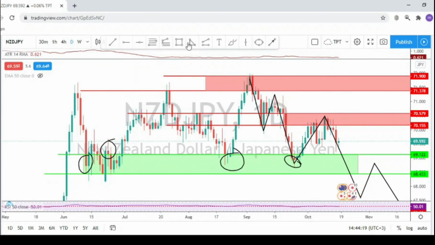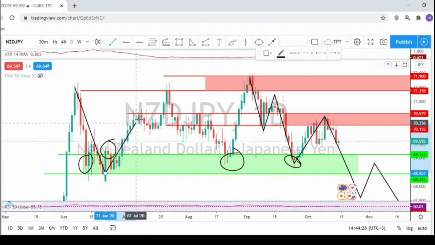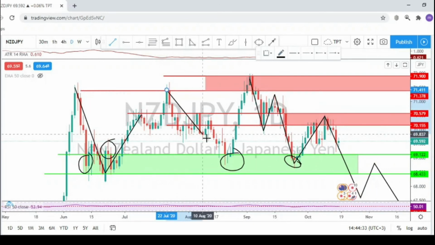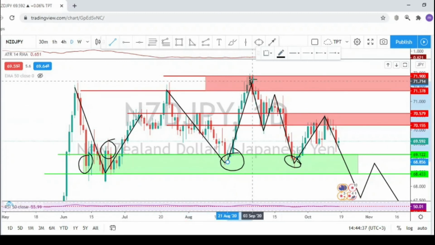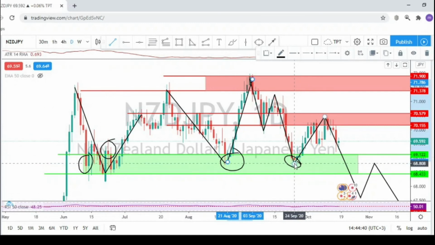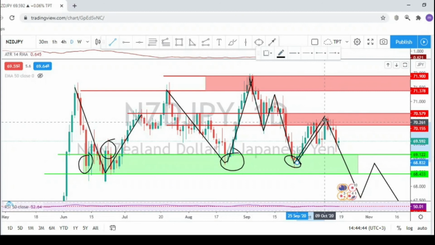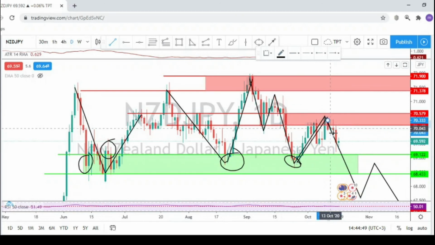When this market made a pullback into this level, what happened? There was a reaction, a bounce off at that level. When it pulled back to this level, there was a reaction. When it pulled back to this level here, there was a reaction.